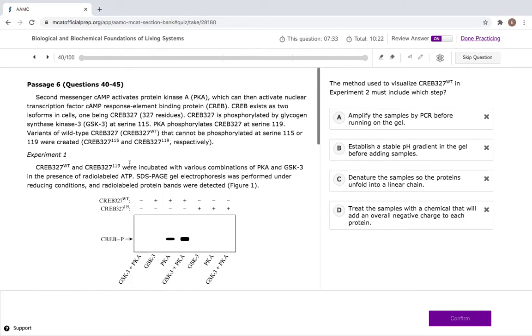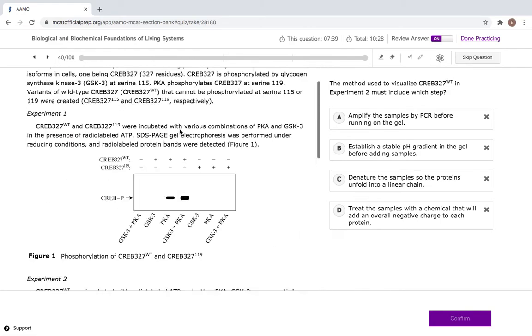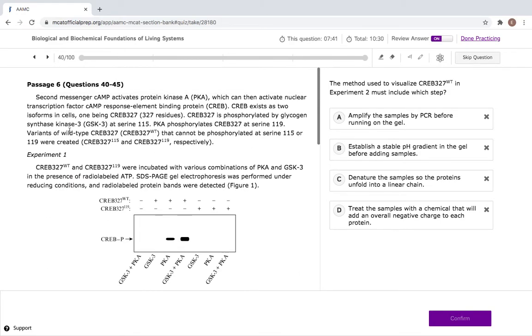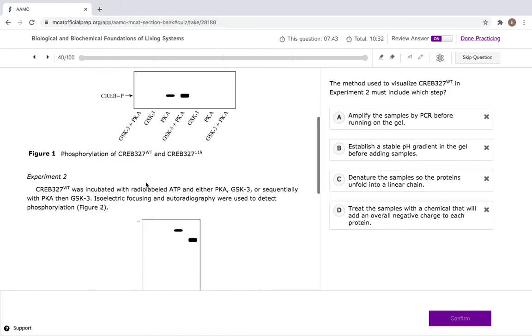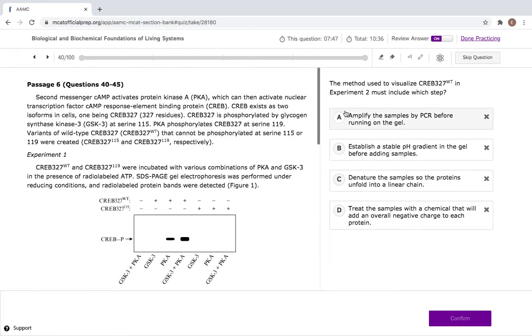Not bad stuff here. This is actually a really good passage. It covers a lot of high yield stuff. Like SDS-PAGE is definitely high yield. Isoelectric focusing, phosphorylations, all this secondary messenger stuff. So that's pretty good. This is a good passage. I like this. So let's go to the question.